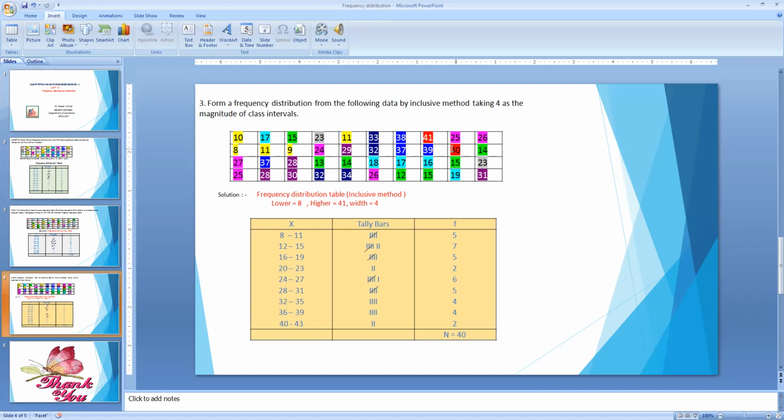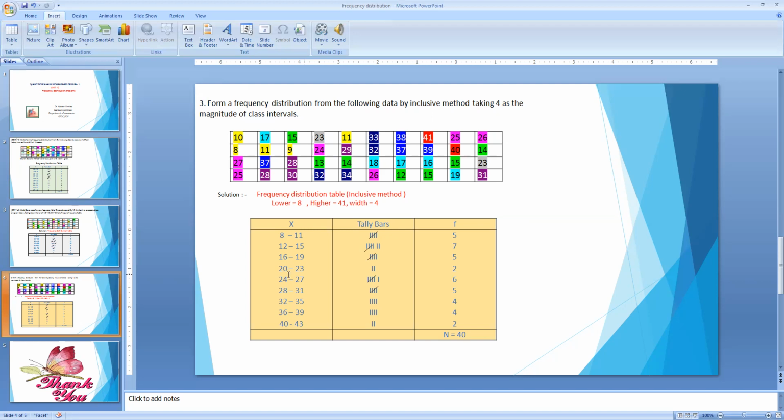Up to 40 is there. We should see how the class intervals are framed. 8 is the first number, so 8, 9, 10 and 11. Up to 11, because the width has to be 4, so the class intervals have to show a difference of 4. So 8, 9, 10 and 11, that is the difference. Then after 11 it should not be repeated because it is inclusive. Then we go to the next number, that is 12. 12, 13, 14 and 15. 4 numbers.